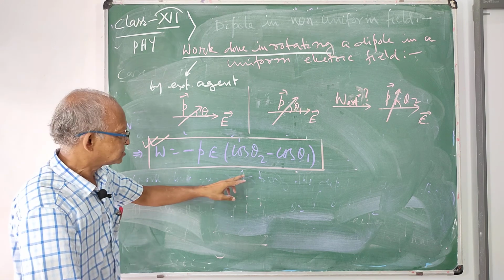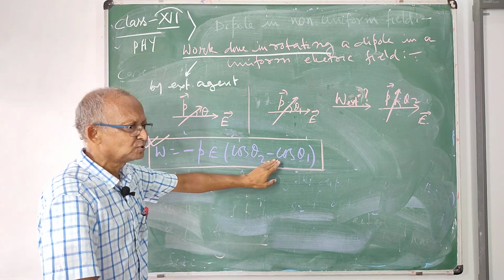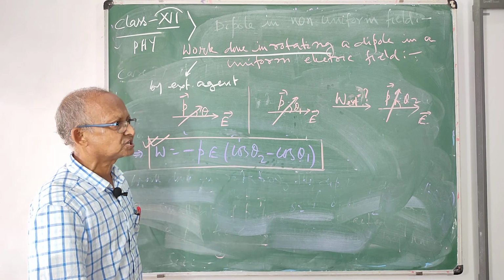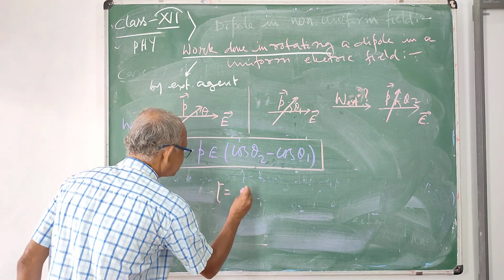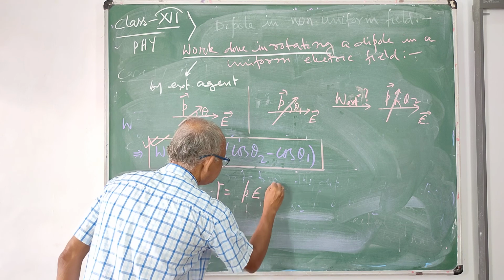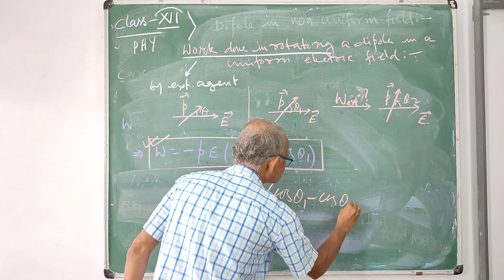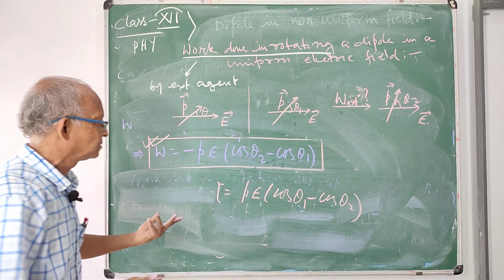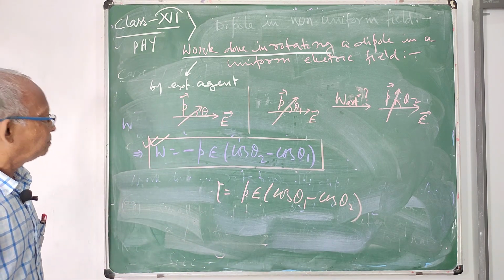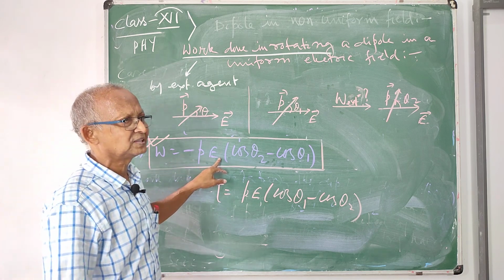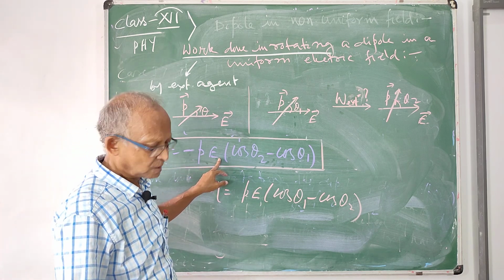But students, if you operate this minus, you will have no objections. You can easily write P E cos theta 1 minus cos theta 2. No problem, they are the same. But as I said before, we shall use the statement again in finding the potential energy of the dipole. Okay?